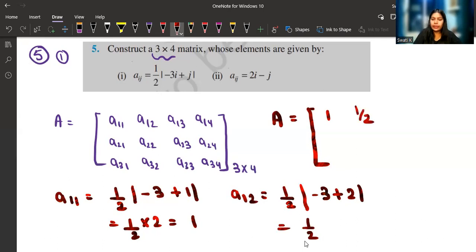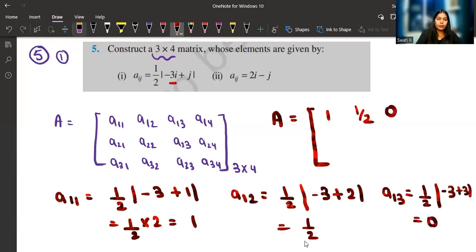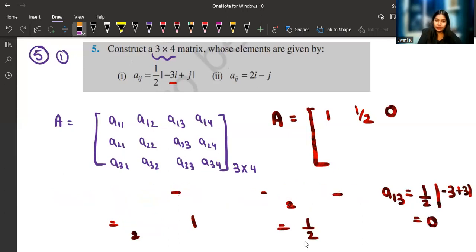Now talking about A13, that is half, and this will become minus 3 as it is because i is 1 only. So minus 3 times 1 is minus 3, and then plus j is 3. So minus 3 plus 3 is going to be 0. 0 multiplied by anything is 0 only. So this entry is 0. Because I have less space, I'm going to write down the next entry over here. And the next entry that I'm going to find out is A14.